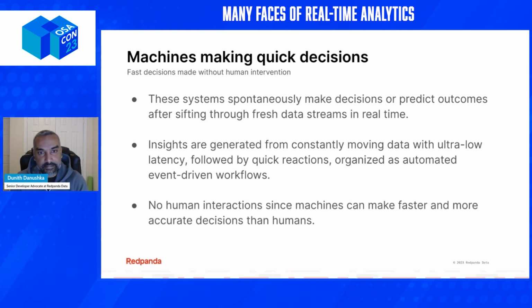Latency is a critical factor here, especially low latency. We talk about millisecond latency ranges here. So because of that latency window, there's no human in the loop. That means humans obviously can't make decisions within that fast time intervals.